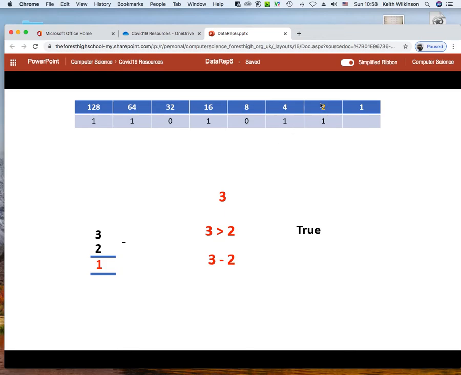I check the next column, which is 2. So I'm checking 3 against 2. Well, 3 is larger than 2. That's true. So I take it away. 3 take away 2 gives me 1. And really, I'm on the 1 column. I don't need to do any subtraction or anything. I've got 1 left over. So there is a 1 in here. That's it. So that is my conversion.